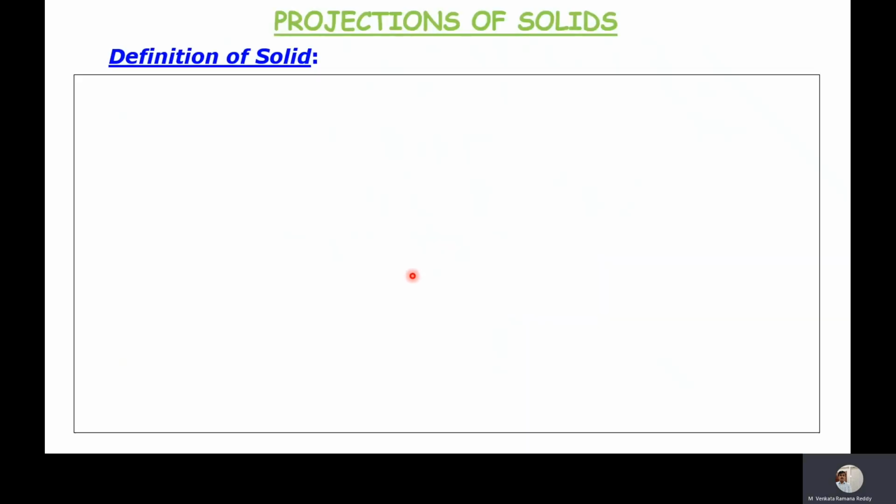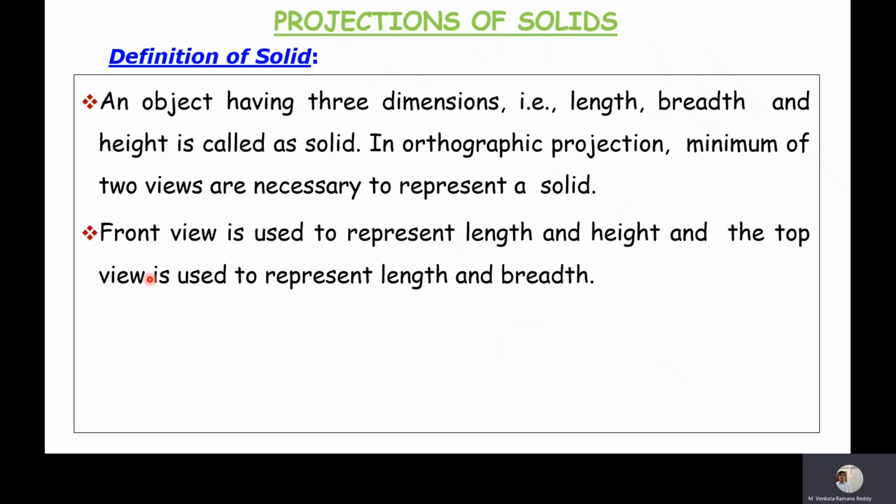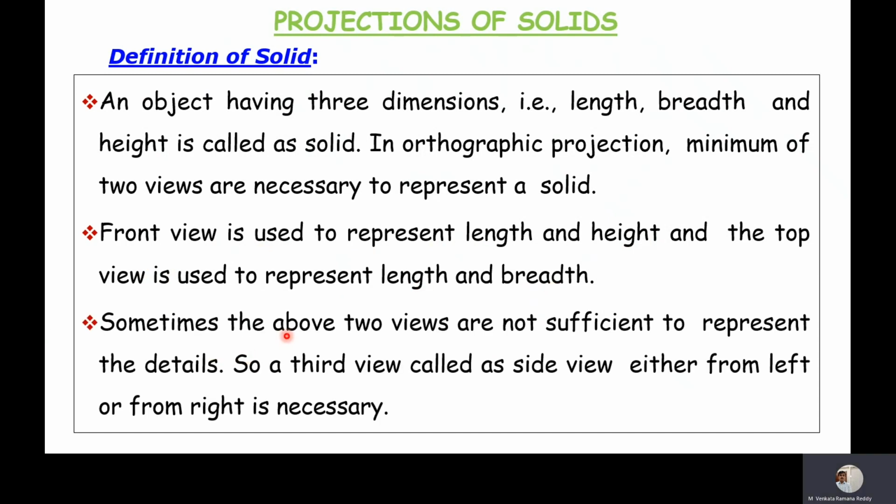What do you mean by solid? An object having three dimensions, that is length, breadth, and height, is called a solid. In orthographic projections, a minimum of two views are necessary to represent a solid. Front view is used to represent length and height, and top view is used to represent length and breadth. Sometimes the above two views are not sufficient to represent the details, so a third view, called side view, either from right or from left, is necessary.